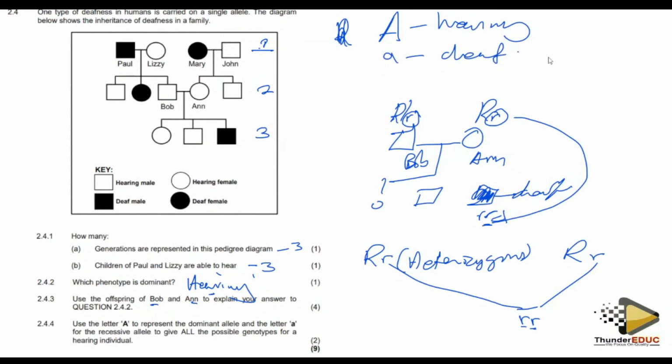It means that a person who is hearing can be homozygous dominant, like this, or can be heterozygous. This person is hearing, and also this person is hearing. So these are the two options you can give. So we will give you a tick here and also a tick there.